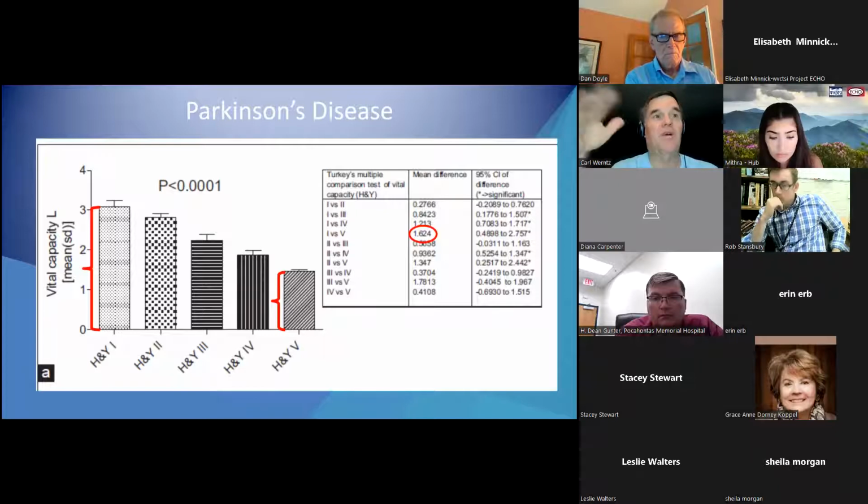So what I can do is compare category 1 to category 5, assuming category 1 represents normal. And you can see there's a 1.624 liter decrease between category 1 and category 5 for the FVC, or vital capacity. Now I need to do some math.